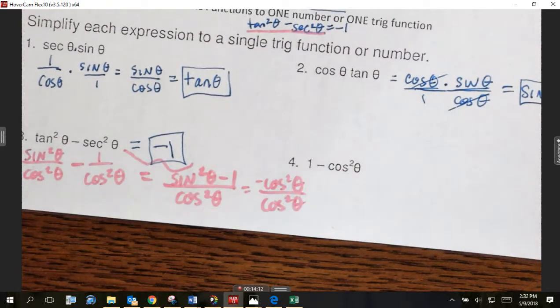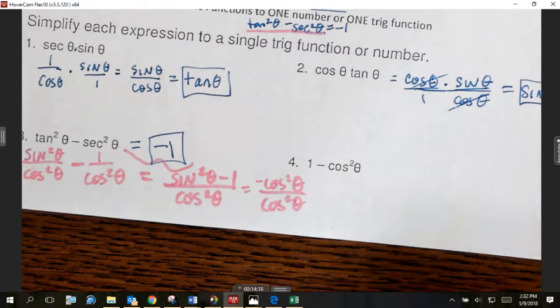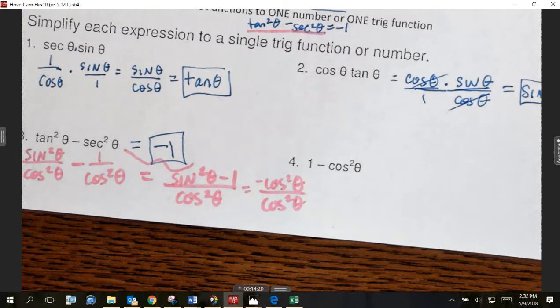The problem is you're going to have to do it on your own without me saying, this is what you should do. So look at the next one. We need to do 1 minus cosine squared theta. Where do you think we should look?